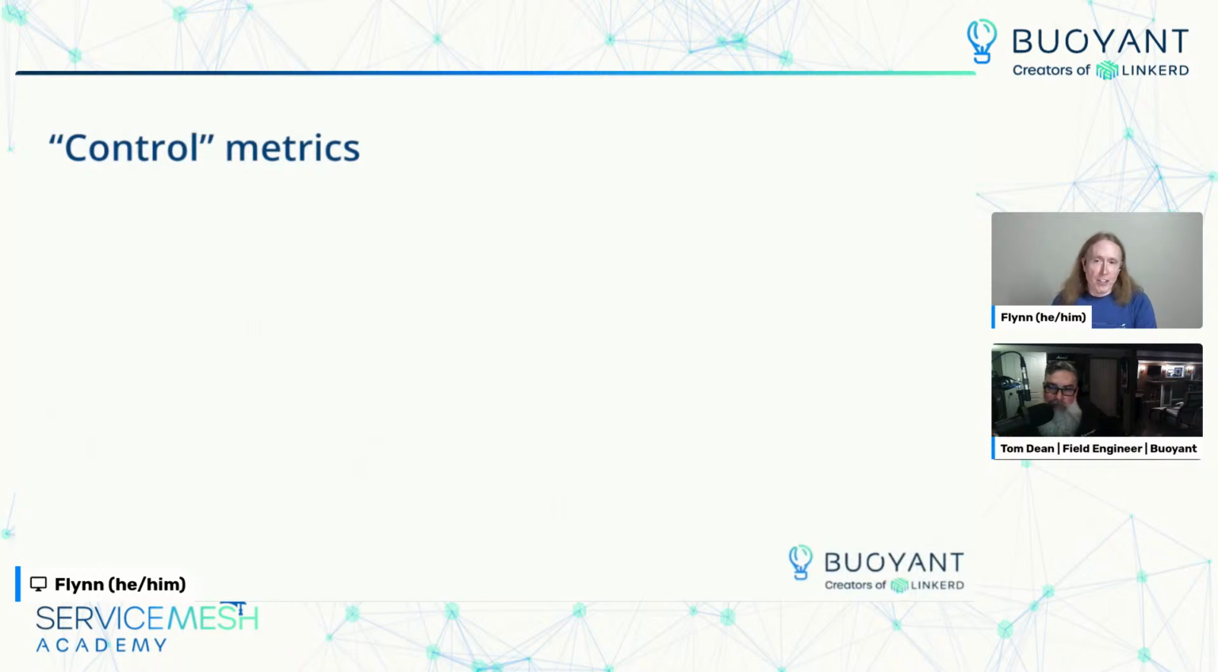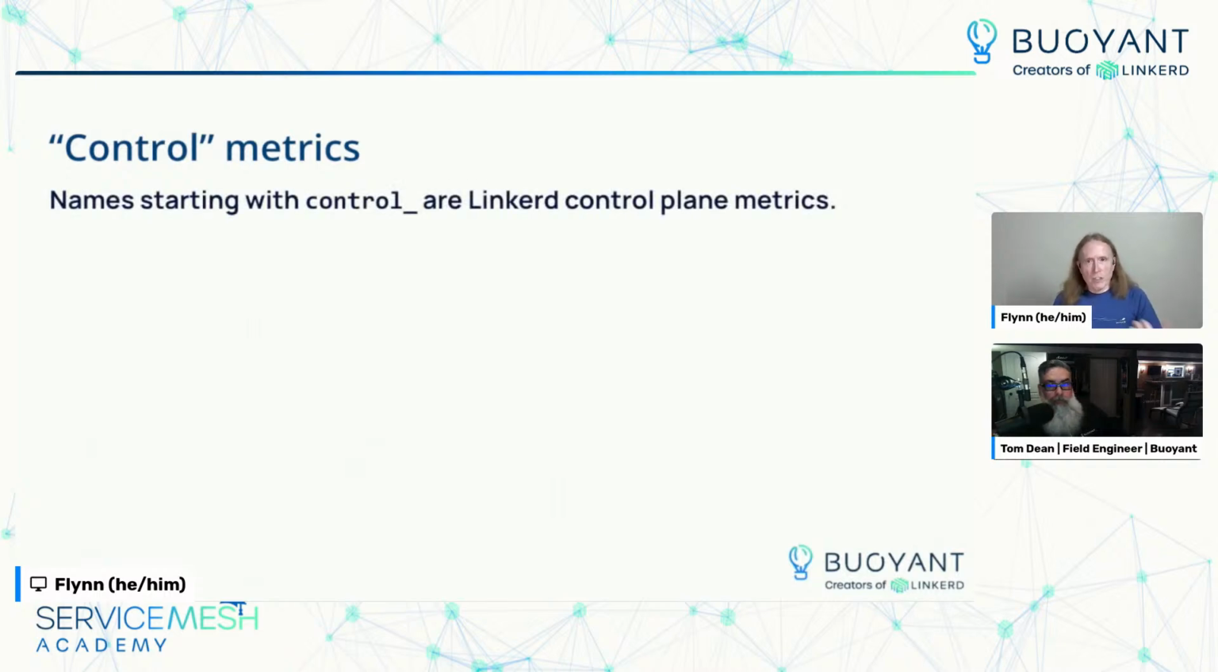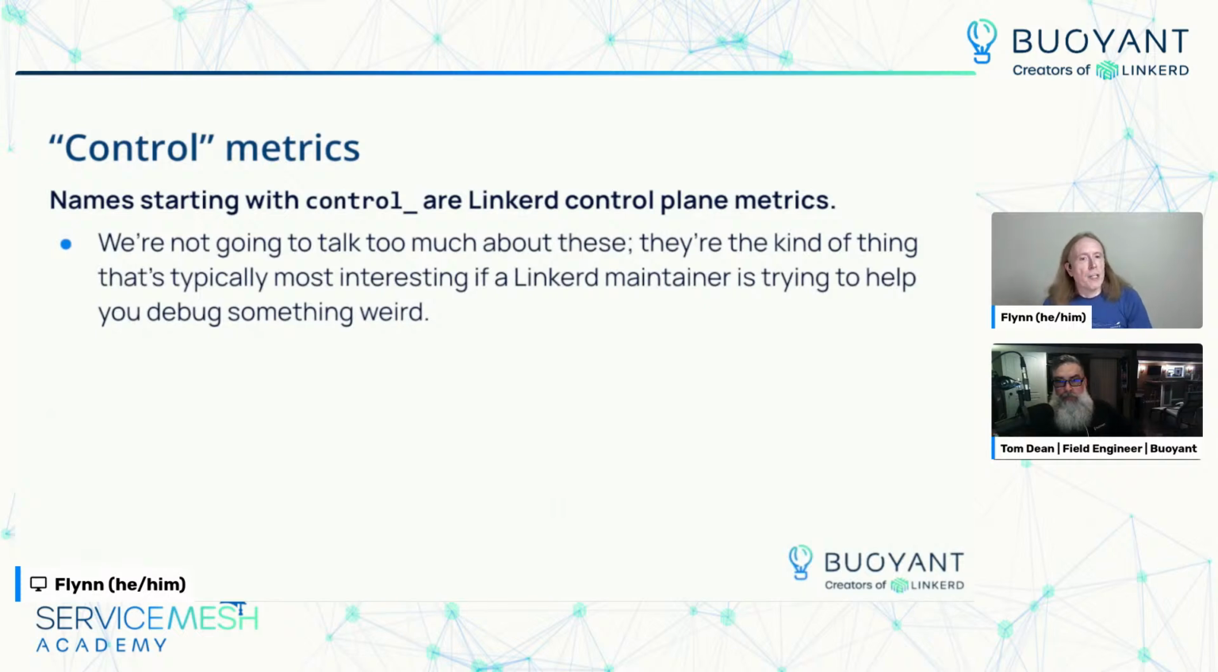Our first group here, I should have included container in this as well, right? Control and container metrics. Names that start with control, names that start with container. Control are the control plane metrics and container are container metrics. For the most part, the control metrics in particular, and usually the container metrics as well, are mostly things that you're going to be interested in looking at if a Linkerd maintainer is trying to help you debug something weird. Because for the most part, as a user of Linkerd, you should be able to not think too hard about the control plane. That's the morally prescriptive should, by the way.